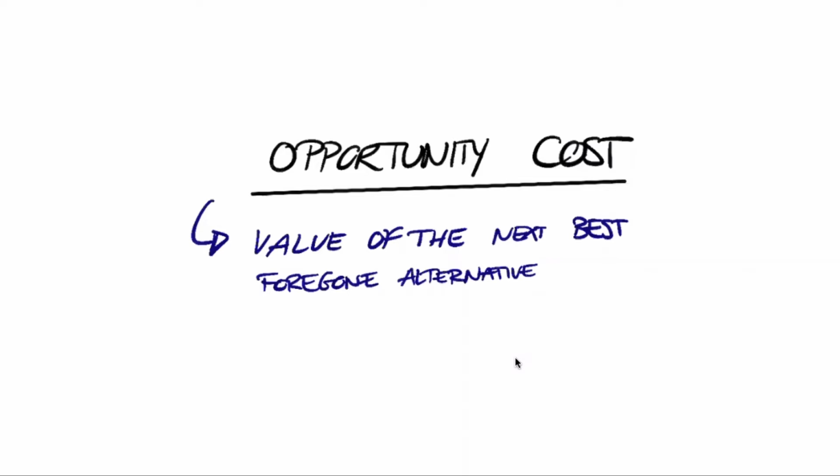So let me start with the definition. The opportunity cost is basically the value of the next best foregone alternative. It is the value of the thing you didn't do in order to do something else, or the thing you didn't buy in order to buy something else. It's not very clear, but it will become clearer with the examples, don't worry.